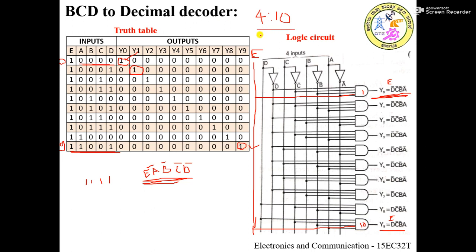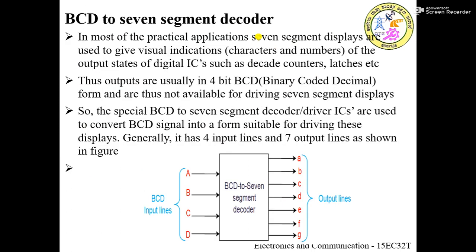Next we shall see one more special kind of decoder, which is a 4:7 decoder, that is the BCD to 7 segment decoder. What is this 7 segment decoder? First we shall see what the 7 segment display is.